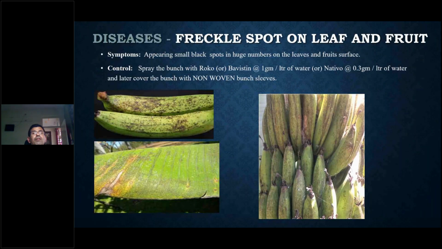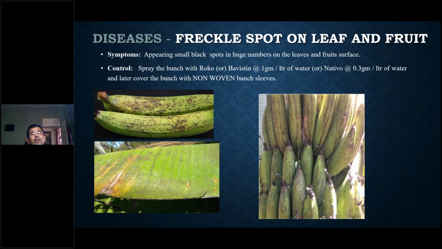This is freckle spot on leaves and fruits, which is one of the major diseases. It commonly occurs when there are heavy rains. Small black spots appear in huge numbers on the leaves and fruits. It looks very ugly, so no one will buy the fruits when these spots are there in huge numbers.